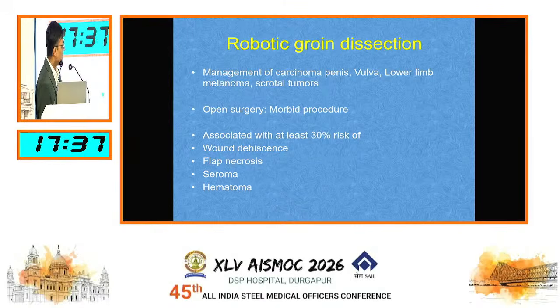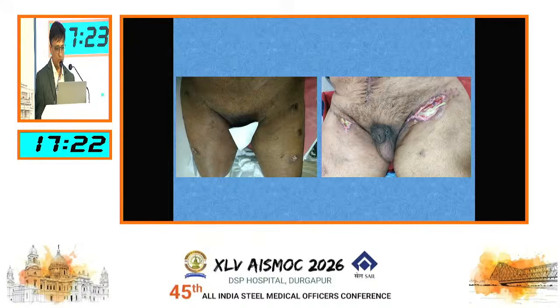This is the surgery which I was describing. So in 2019, our group was the first to demonstrate this kind of surgery to the world. Carcinoma penis is very common, specifically in steel workers, because of the hot and humid conditions they work in. So if somebody lands up with a carcinoma penis, we perform a groin dissection along with the management.